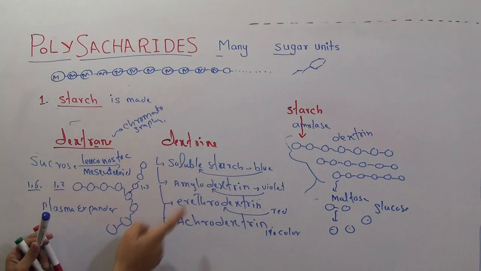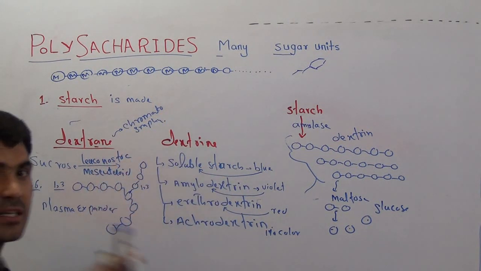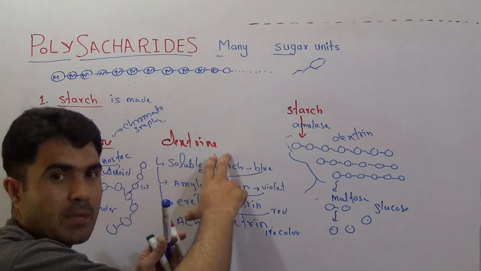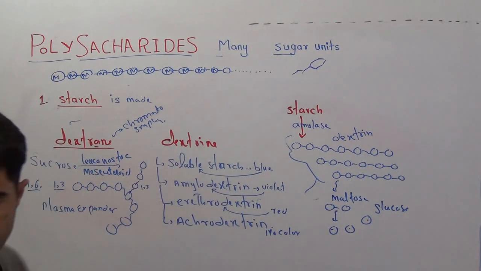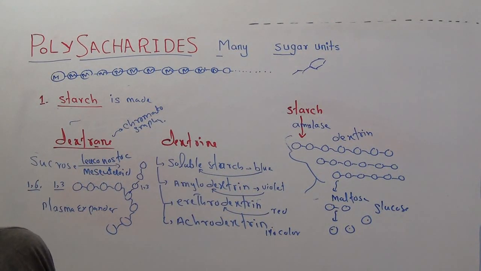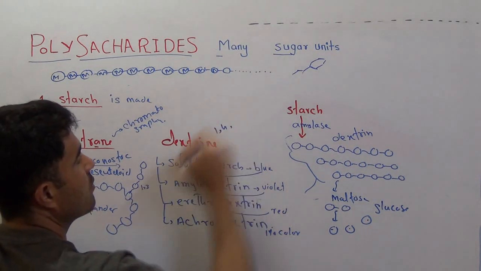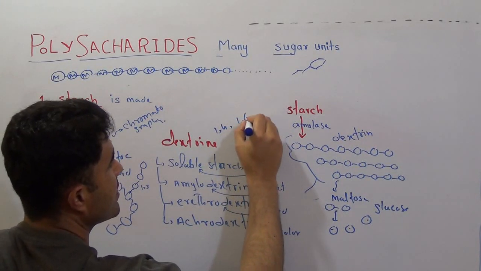The first difference was that this is the product of starch and this is the product of bacterial action. Second, here there are no branches, but here you can see there's a branch. And in dextrin, it is straight chain 1-4 and 1-6.